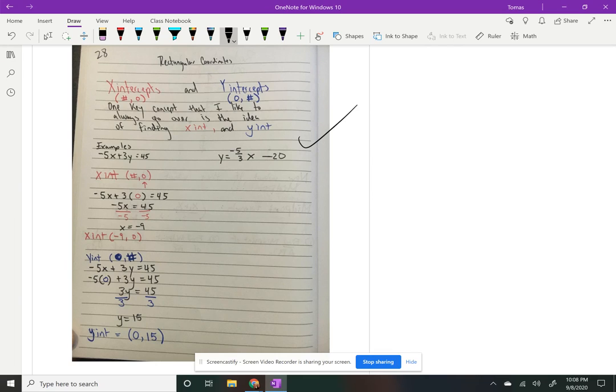And the key thing to remember is that you're always going to input a zero somewhere, right? So for the x intercept, you always input y is zero.